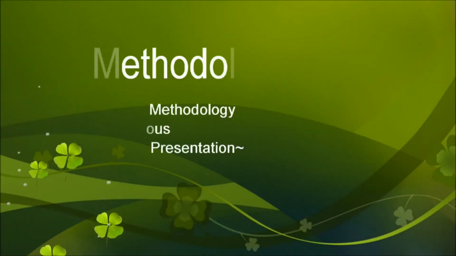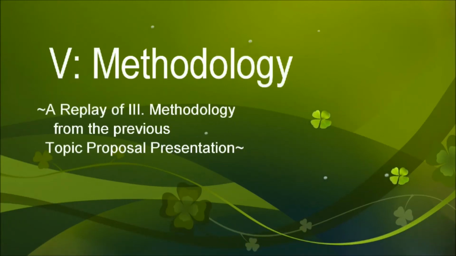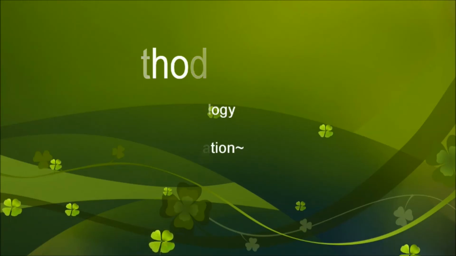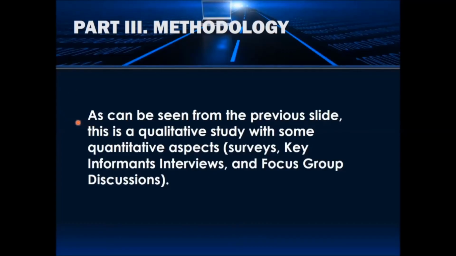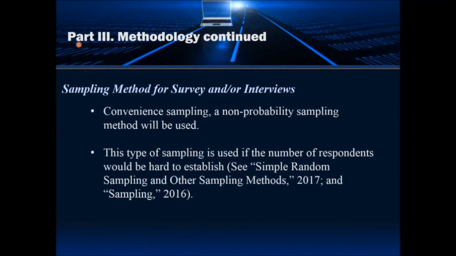And for this part 5, which is the methodology, I will simply replay part 3 methodology in my previous topic defense presentation. As can be seen from the previous slide, this is a qualitative study with some quantitative aspects. For the sampling method, a convenience sampling will be used, which is a non-probability sampling. And this type of sampling method is used if the number of respondents would be hard to establish. This is backed up by statistical guides such as simple random sampling and other sampling methods 2017 and sampling 2016.